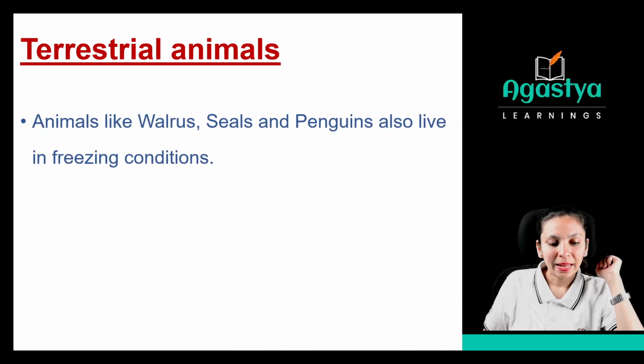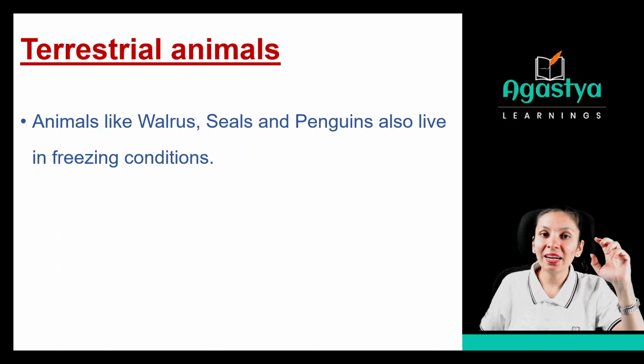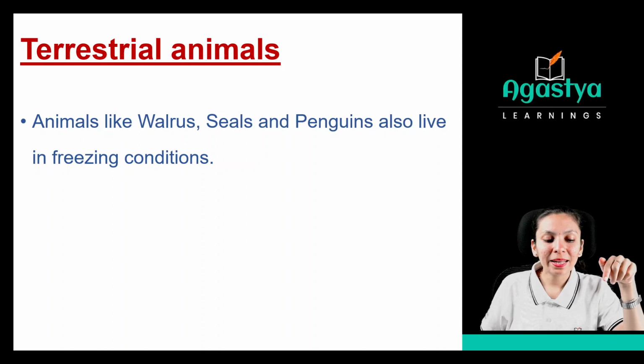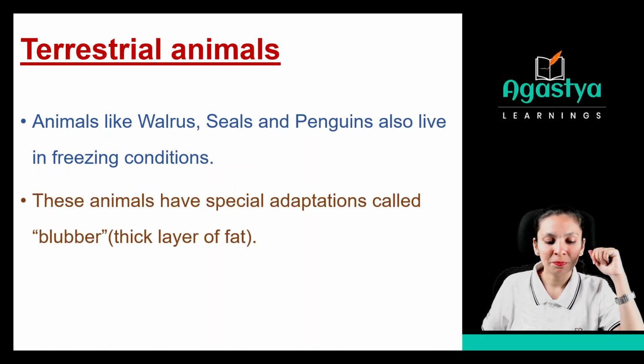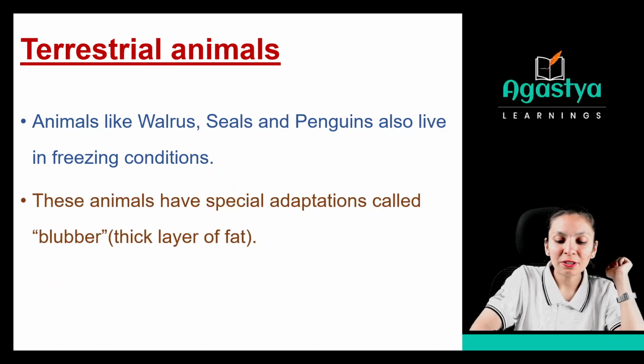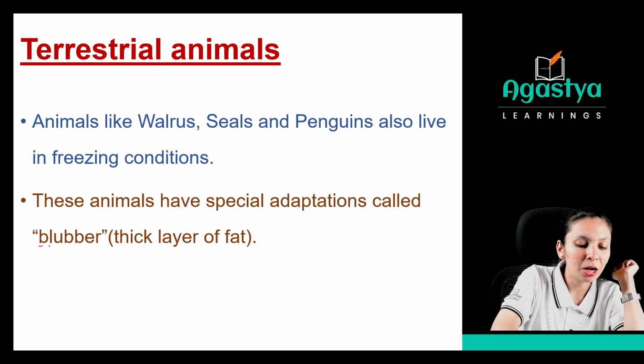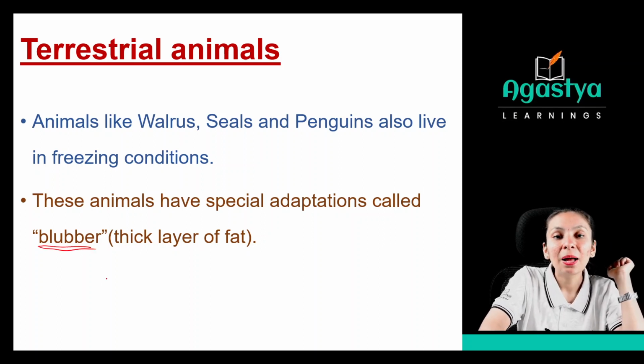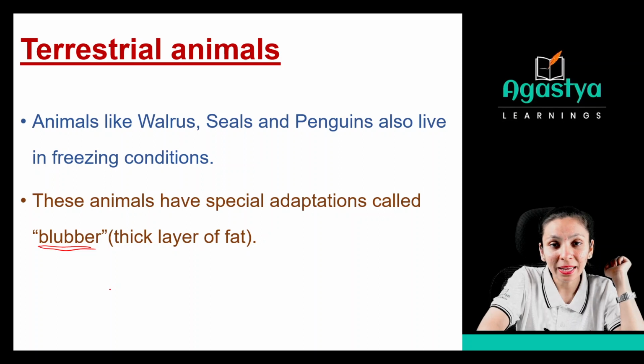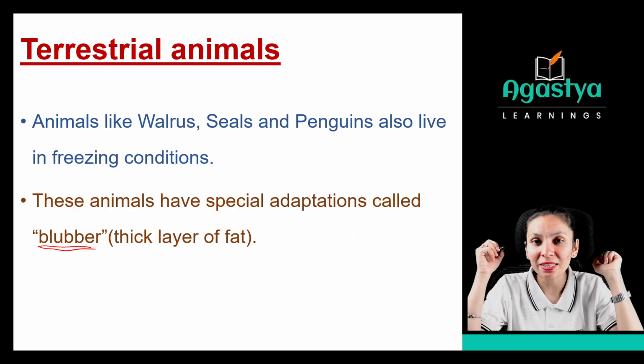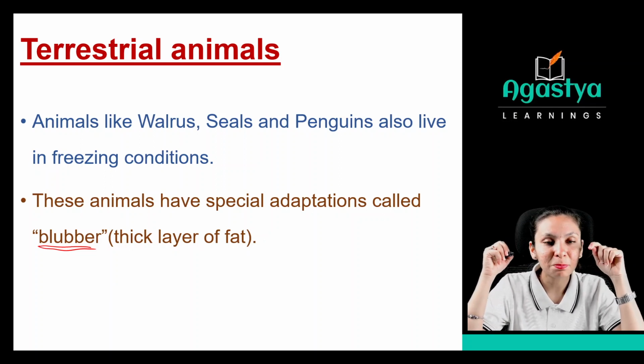Now see, animals like walrus, seals, and penguins also live in freezing conditions. You can find these animals in cold regions, right? So they can survive in freezing conditions. And these animals have a special adaptation called blubber. How will you pronounce it? Blubber. So this blubber adaptation is there. What do you mean by this blubber?